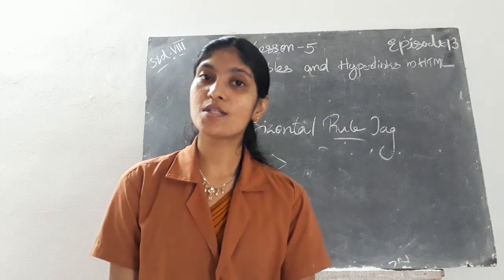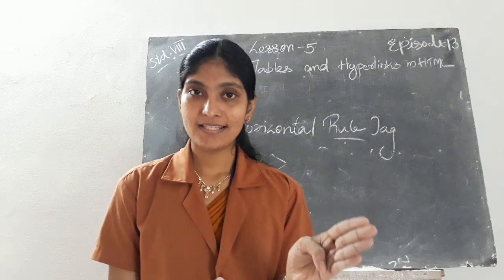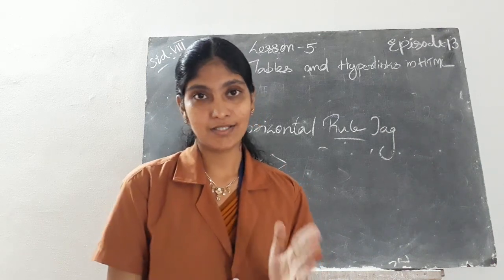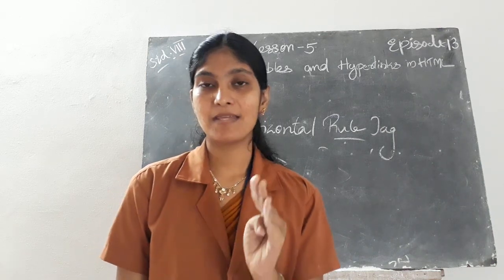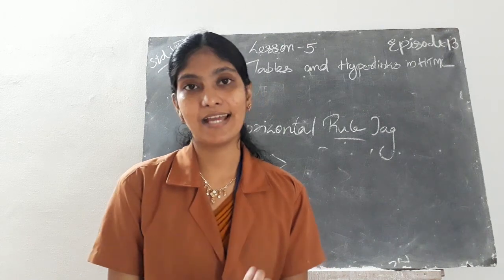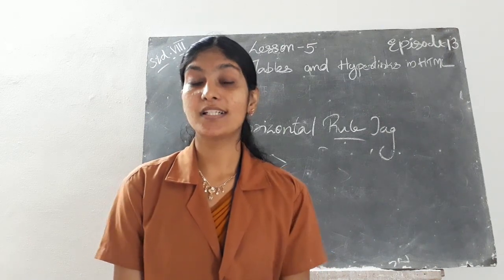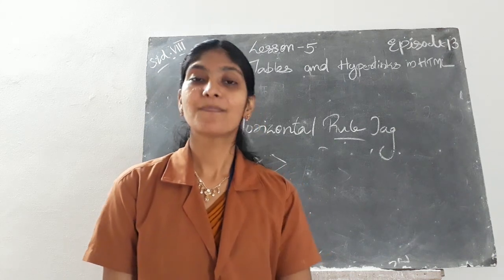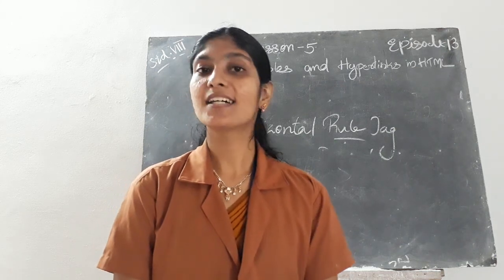Then next is the horizontal rule tag, represented by HR. Horizontal rule tag and line break tag are empty tags. That means they do not contain an end tag. The other type of tag is called a container tag. So these are the things we have discussed today. So today's class ends here. Thank you.